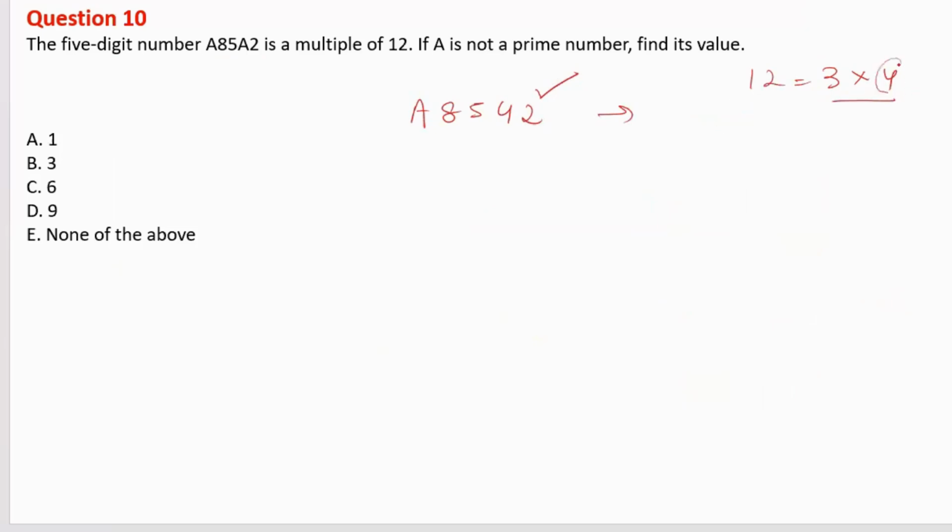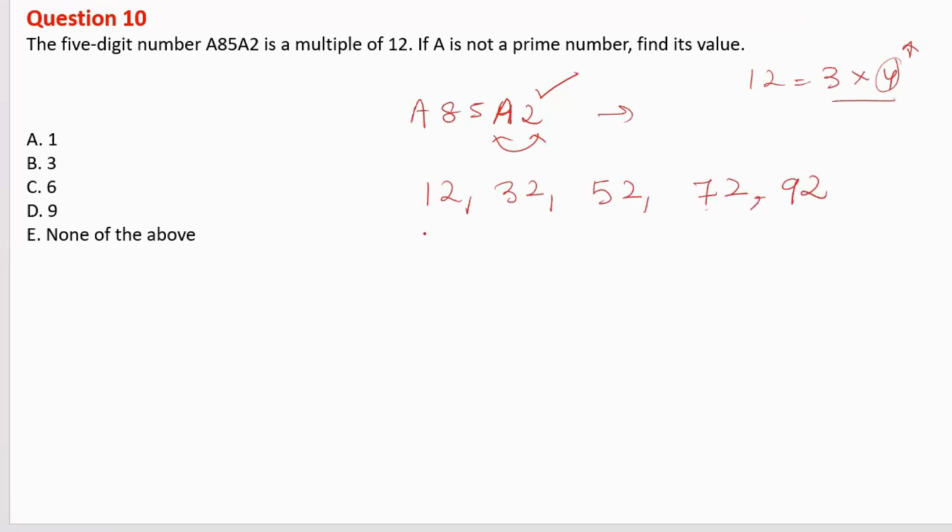The number is A85A2, sorry. What is the divisibility rule for 4? The last 2 digits should be divisible by 4. So it can be 12, after that it can be 32, 52, 72, or 92. Yes, out of these.